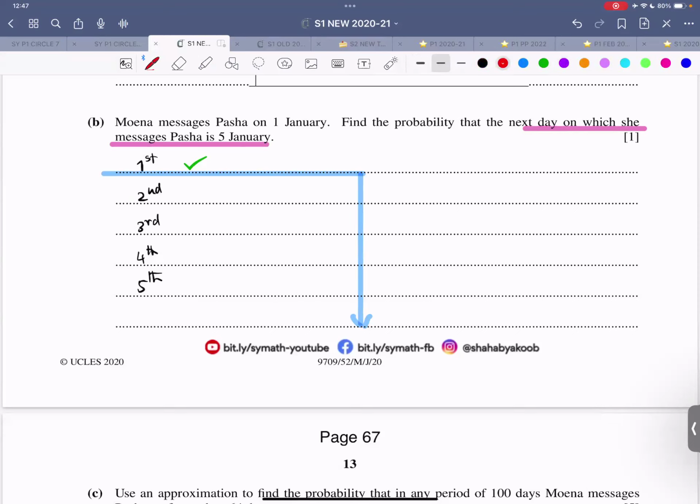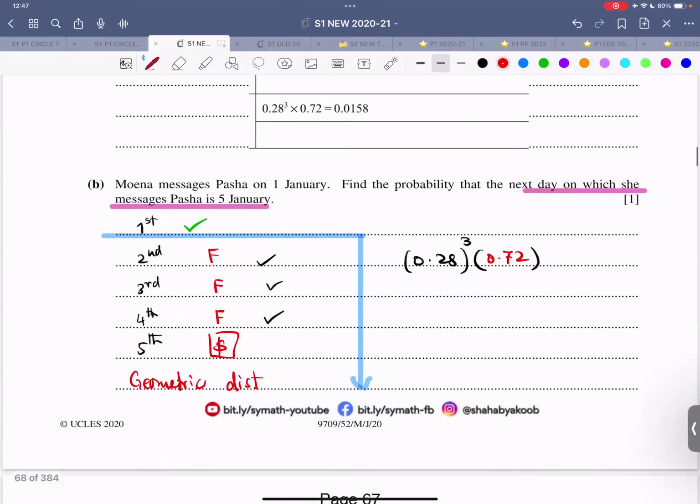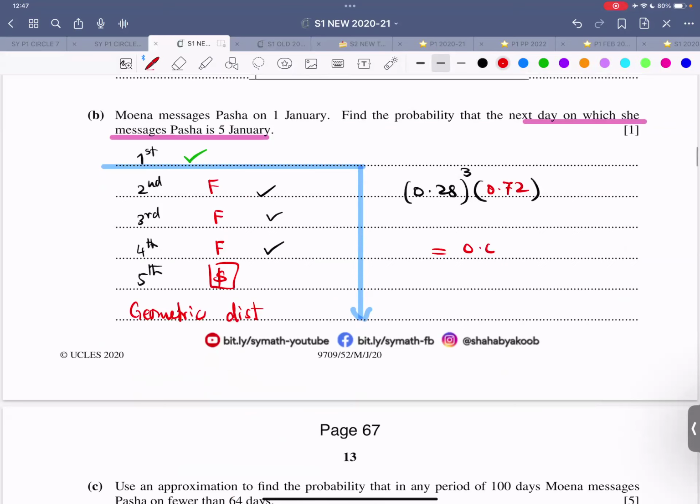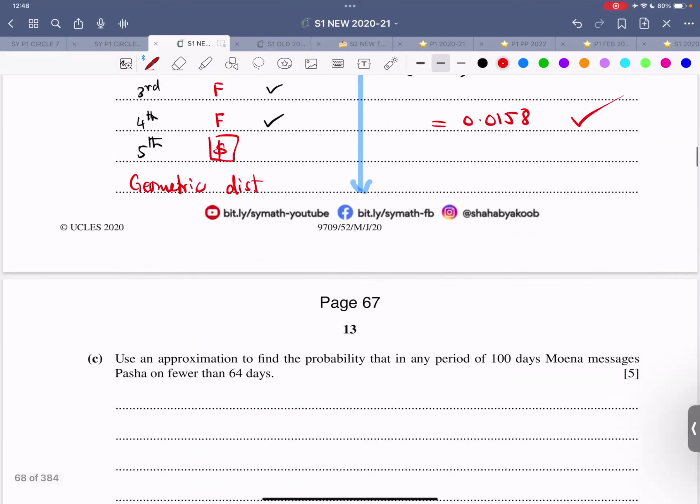This thing is failure. This thing is failure. This thing is failure. This thing is success. Therefore, this is geometric probability distribution. You don't even have to state it. Just write down the probabilities. So there should be failure, which is 0.28. First day, second day, third day, so raised to power of 3, multiply itself 3 times. And the last one, this is success. This is 0.72, and it's right over here. 0.28 cube into 0.72, 0.0158. That is the answer.